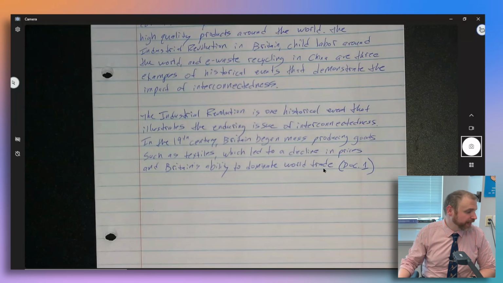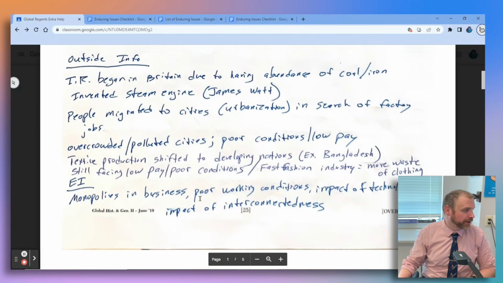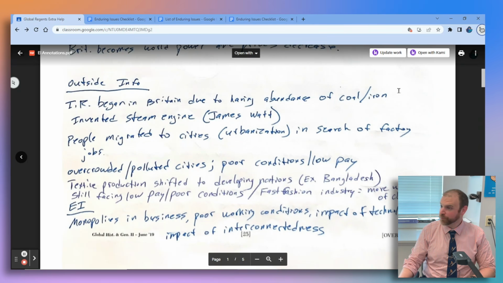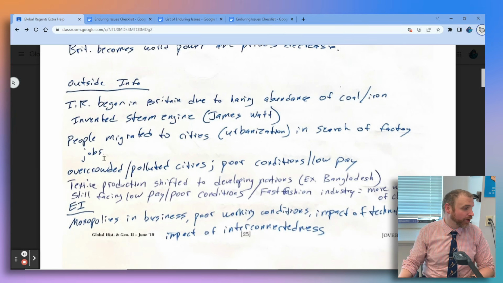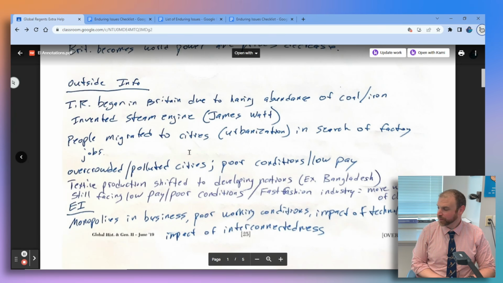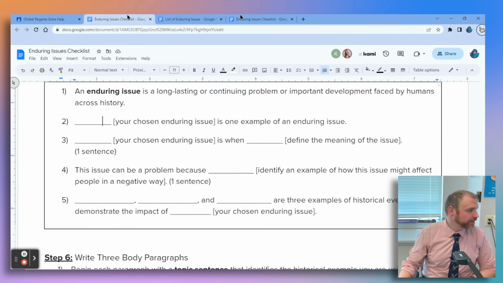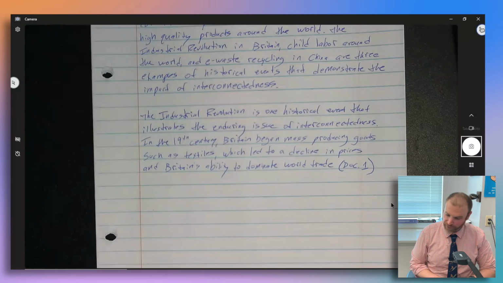So that's why the brainstorm phase is very, very important. That's why I put all this stuff from number 1 here. It began in Britain because of all the coal and iron. They invented a steam engine. It led to people moving into cities. The cities got overcrowded and polluted. Factories had poor conditions and low pay. So I'm going to try to weave that stuff in now into my body paragraph.